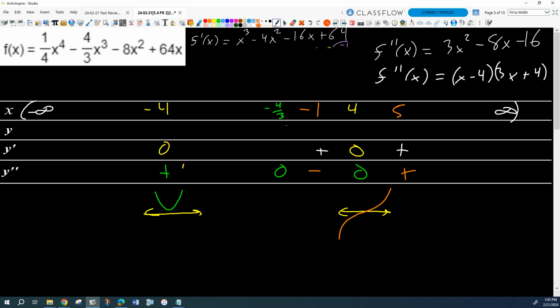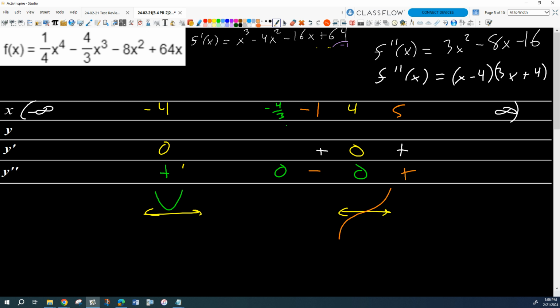And then what's going on here? Well, we already know from the second derivative test that we get positive concavity and negative concavity, and so this is also an inflection point. Is it an inflection point where we have a horizontal tangent? No, we don't have a 0 here, right? So this is going to be a slanted inflection point. Everybody get that?